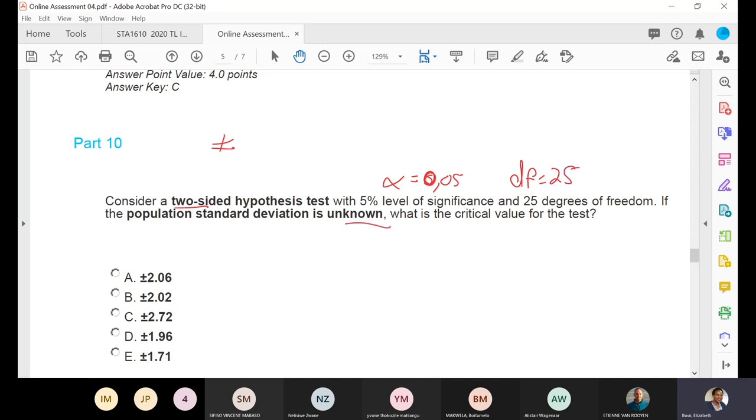If the population standard deviation is unknown, it means we're going to be looking for the T critical value, which will be alpha divided by 2, because it's a two-sided test. You need to be very careful as well. Read the question carefully. Alpha divided by 2 and the degrees of freedom. Our alpha divided by 2, which is 0.05 divided by 2, and the degrees of freedom of 25, which is T of 0.025 and 25.